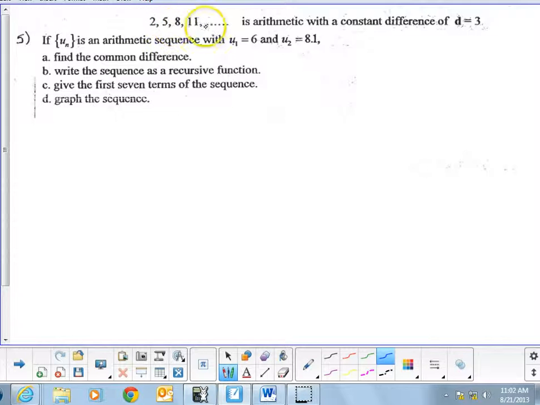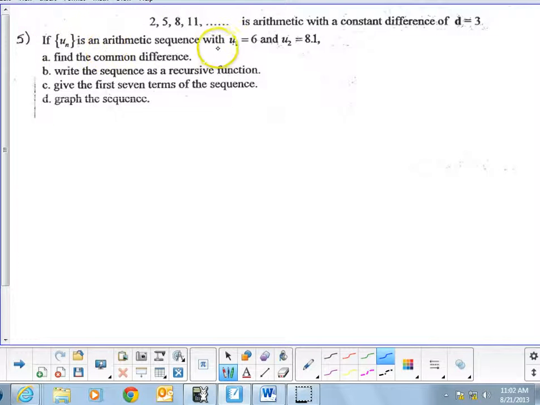We have 2, 5, 8, 11 is an arithmetic sequence with a constant difference of 3. If u sub n is an arithmetic sequence with, oh, that was an example, I think. That didn't have anything to do with this question. I'm sorry. All right, question 5 starts here.